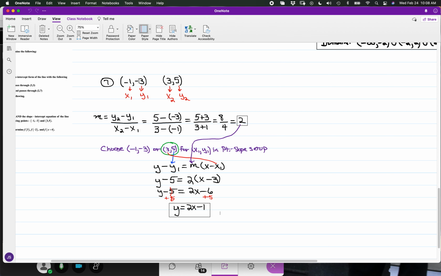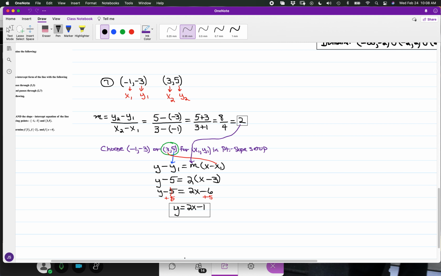And if I test out -1, -3, so we have y at -3. So the left-hand side of the equation is -3. And I want the right-hand side to be as well. And with x at -1, we have 2 times -1 is -2. And -2 minus 1 is also -3. So it all works out.